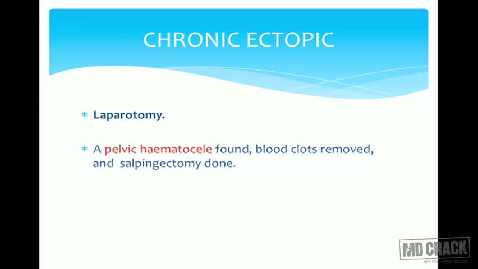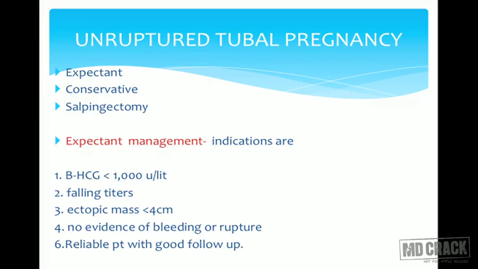In case of chronic ectopic, it's not an emergency. So we can deal with the patient with some time. We can confirm the diagnosis with the help of beta-HCG levels, with the help of progesterone levels, ultrasound, and wherever we confirm, then we can plan a laparotomy. A pelvic hematocele would be found. Those blood clots we remove, and salpingectomy can be done depending on which portion is affected.